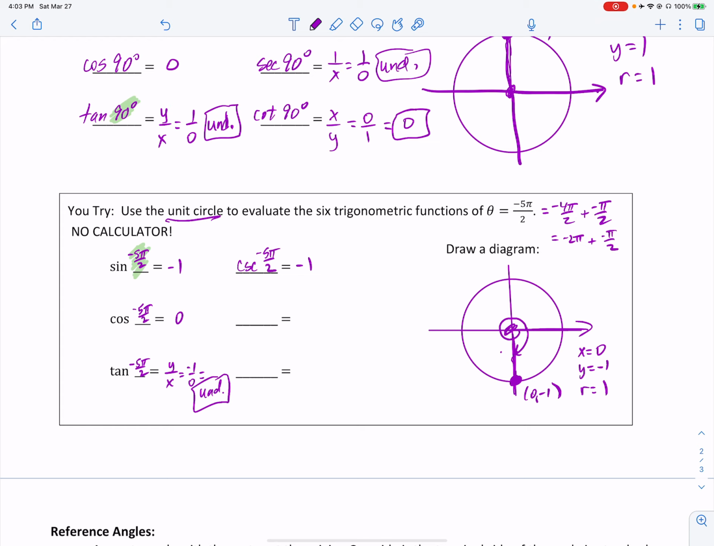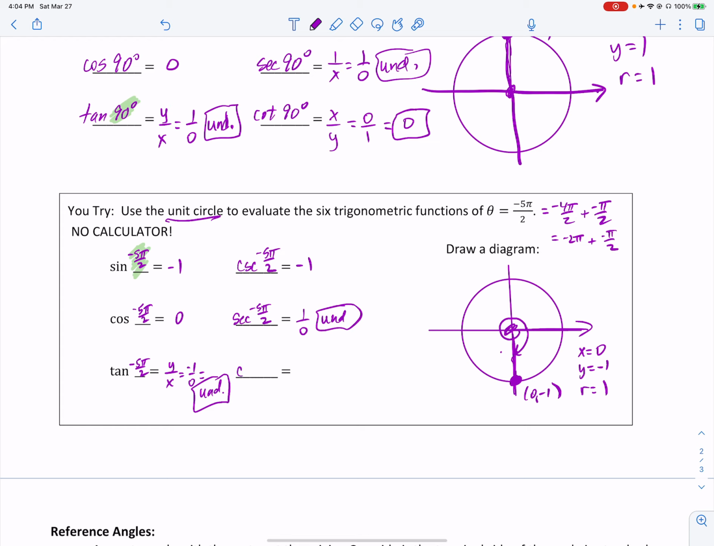And the reciprocal of negative 1 is negative 1. Again, it's 1 over y, which is 1 over negative 1, which is negative 1. Cosine, the reciprocal is secant. But the reciprocal of 0 is going to be 1 over 0, which is going to be undefined. You can't divide by 0.